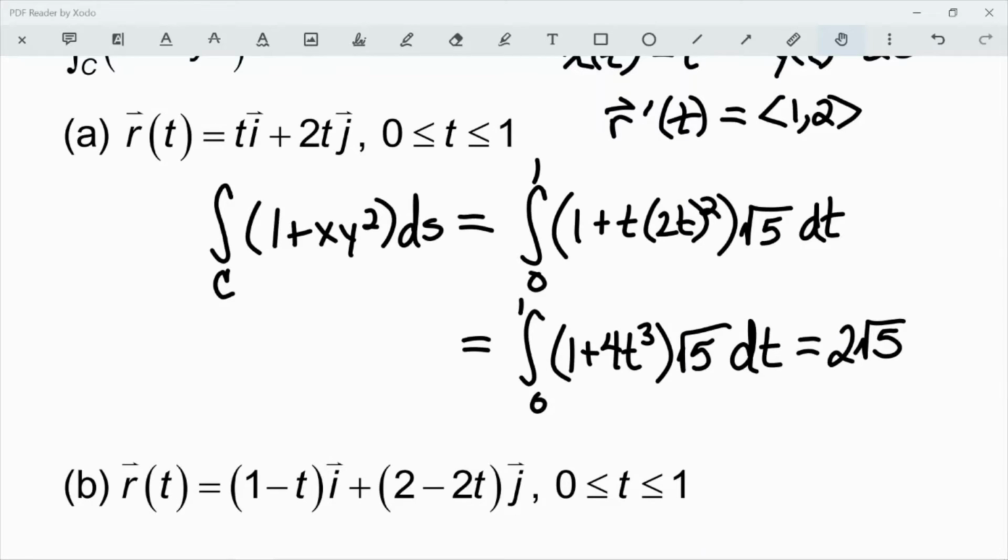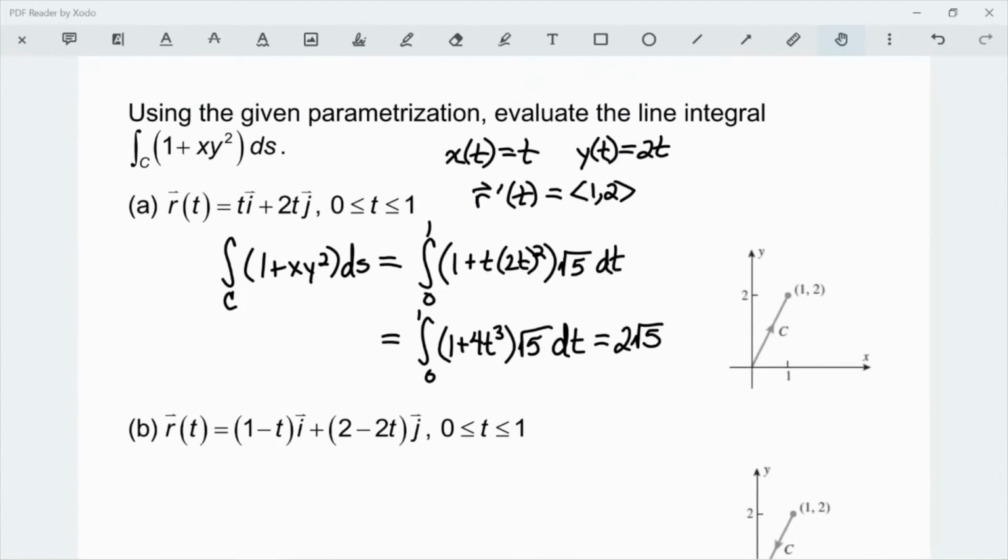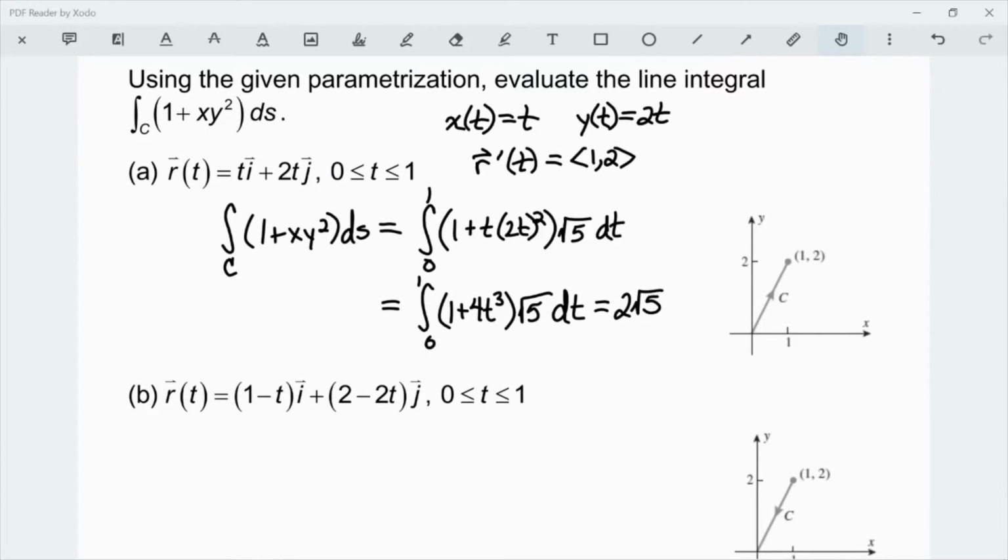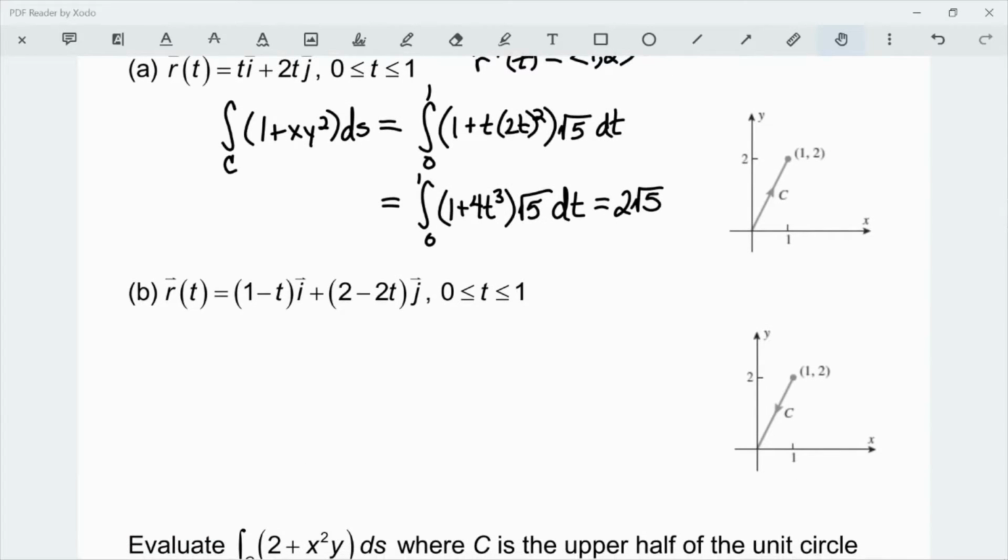Okay, so part B here, same question. Notice that we've got a slightly different vector function r of t. We've got 1 minus t, 2 minus 2t, but we're still using the parameter 0 to 1. Now notice my graphs here. The first one, I was essentially using a vector that started at the origin and went to the point 1, 2. On the second problem here, I've got a vector function that's starting at the point 1, 2, and it's finishing at the origin. So we're essentially going in the opposite direction along the same path.